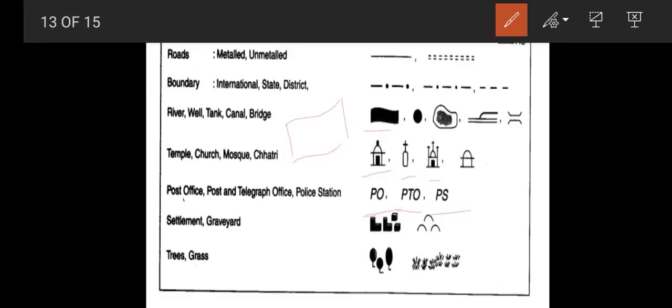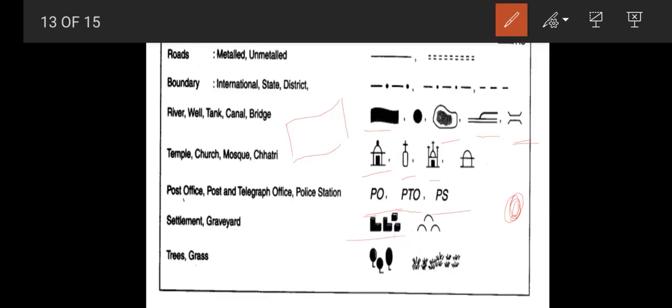And if you are going to construct a house, and if you want to construct a well in your house, you can just draw a big dot. That is called a well, like this. And tank. Third one is tank. And canal. Fourth one is canal. And this is for bridge. So for these things, you don't need to write the words directly. You can just use the symbols while you're drawing the maps.